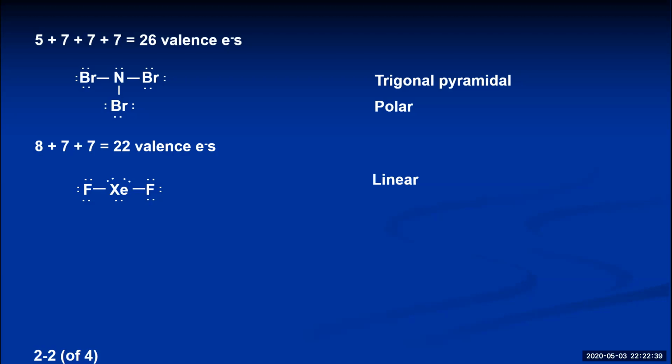The bonds in the molecule are polar. Fluorine has a higher electronegativity than xenon, so you have 2 polar bonds in the molecule, but one polar bond is pointing to the top position and the other is pointing to the bottom. Those 2 bonds are 180 degrees apart from each other. They're in a linear array. And when you have 2 dipole moments in a linear array, they are symmetrical, which means they cancel out. That makes the molecule nonpolar.